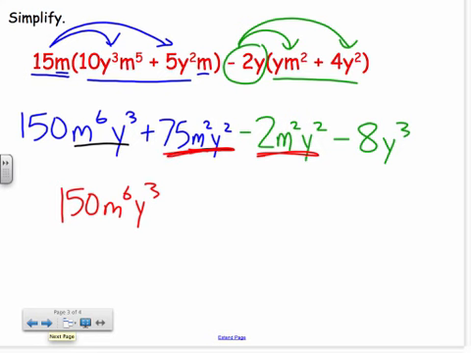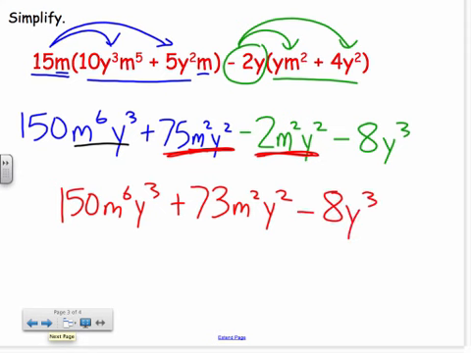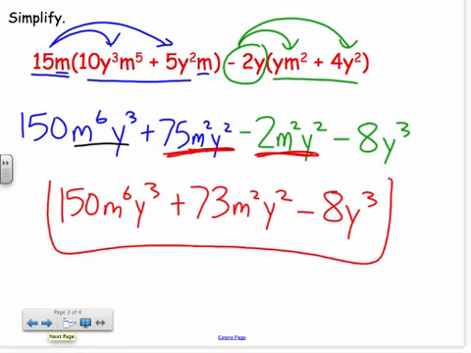Now I got to combine these two. I have 75 of those m to the 2nd y to the 2nds, and then I have negative 2 of them. So I basically just combine their coefficients. 75 minus 2 gives me 73 of those m squared y squareds. And then bring down my minus 8y cubed. Now there are no more like terms, so it is simplified.